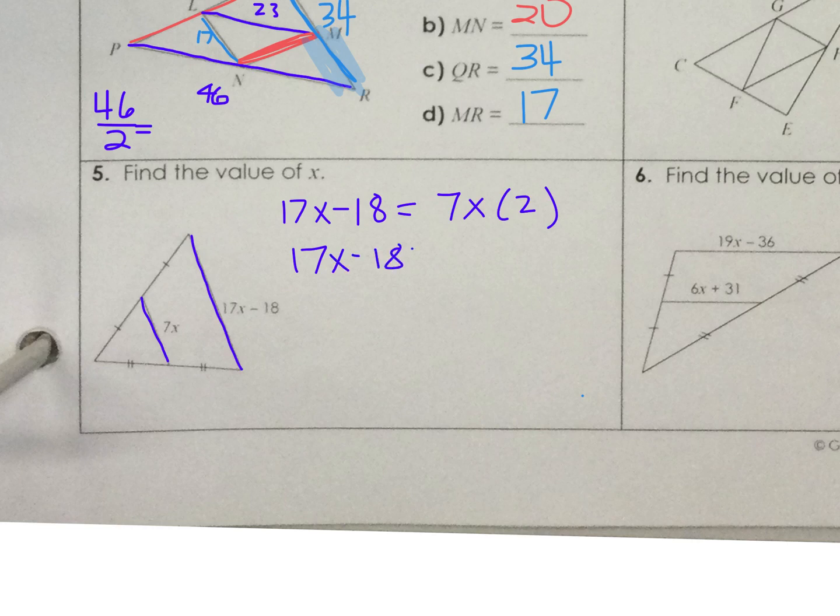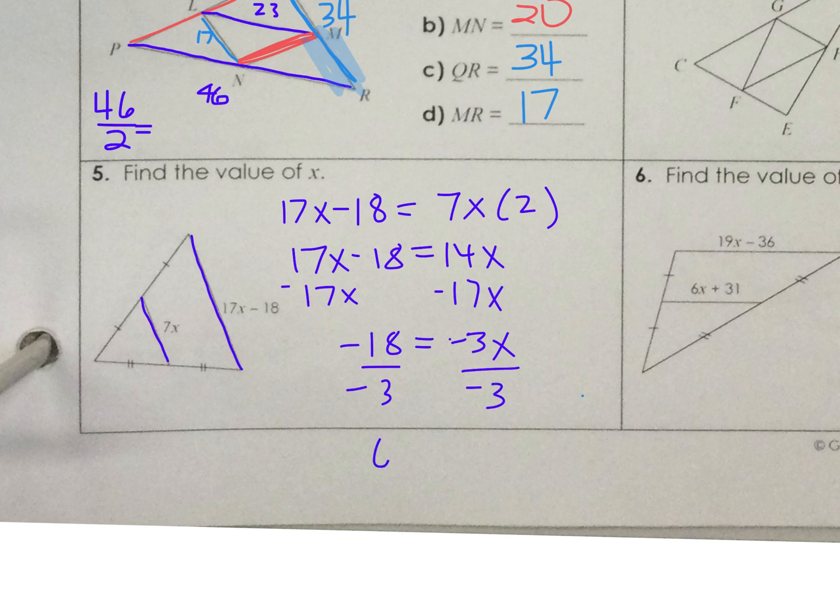17x minus 18 equals 14x. I'm going to move my 17x to the other side. Now I have negative 18 equals negative 3x. Divide by negative 3 on both sides. I end up with 6 equals x. Woohoo!